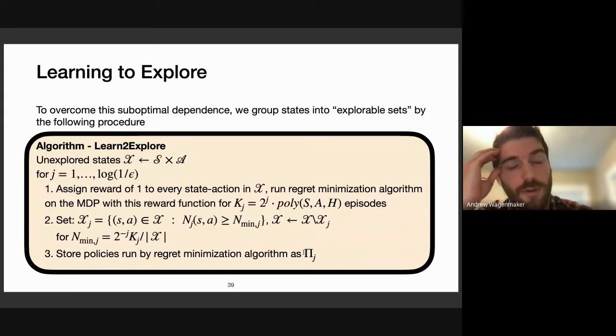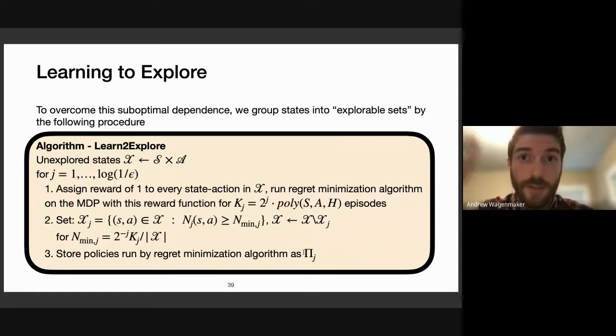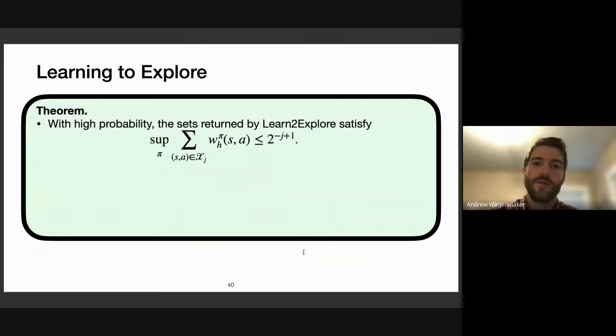If you run this long enough, you can reach all of the states and actions that are easily reachable. Furthermore, you get a set of policies which are essentially a map that lets you guarantee you're going to re-reach these states. And so the theorem we can get from running this procedure is the following.